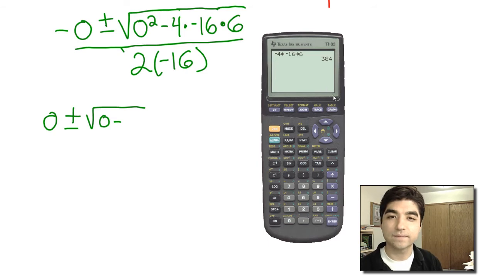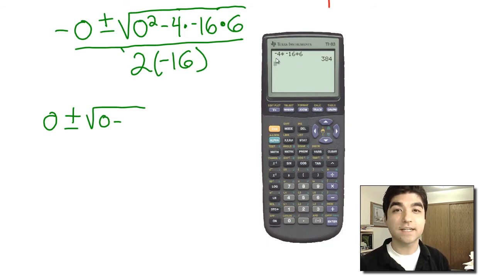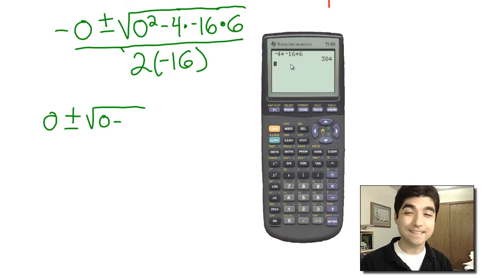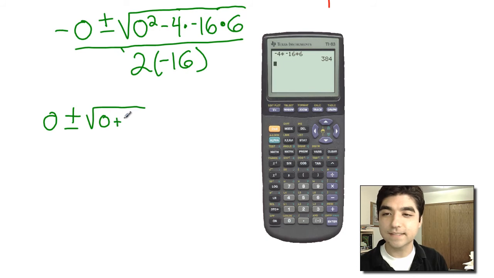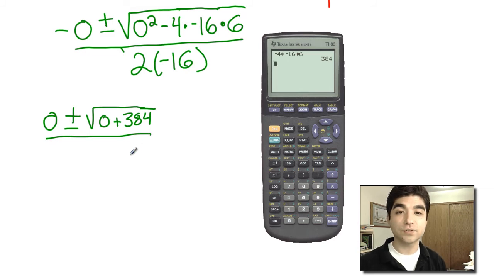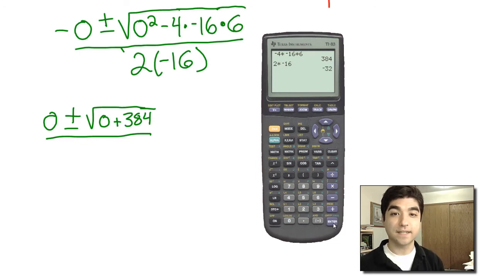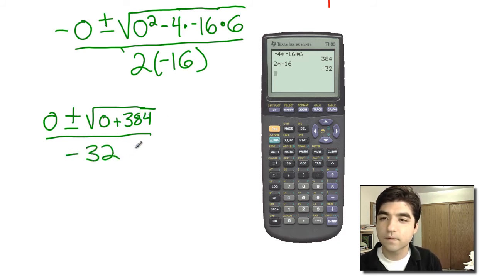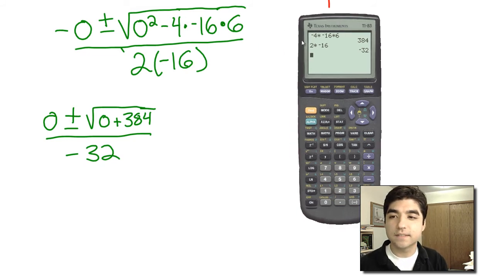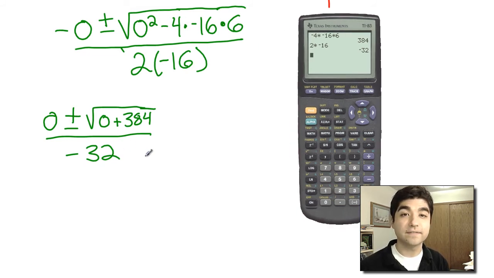And that's 384. Notice that this equation has a negative and a negative. Negative 4 times negative 16 equals a positive number. So that's going to be a positive 384. Then that's all over 2 times negative 16. So you type 2 times negative 16, and that equals negative 32. Whoa. Okay, so we got 0 plus or minus square root of 0 plus 384 over negative 32.